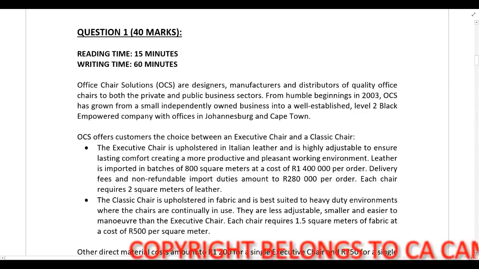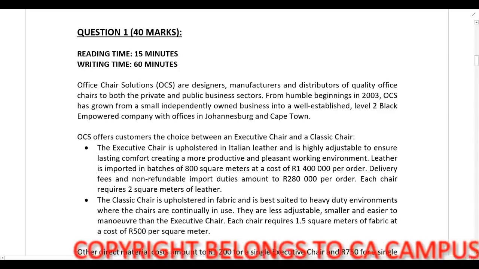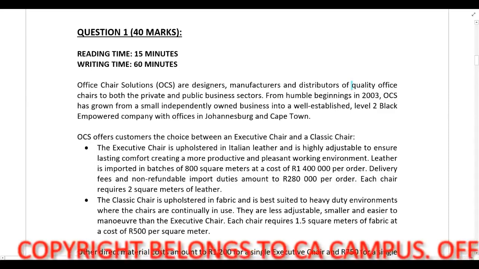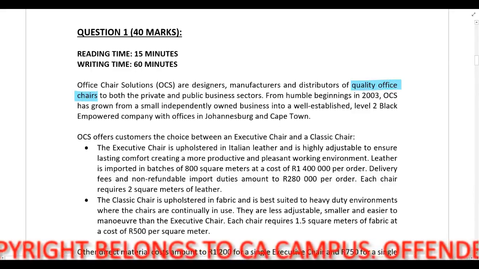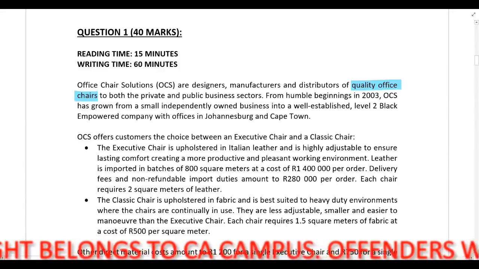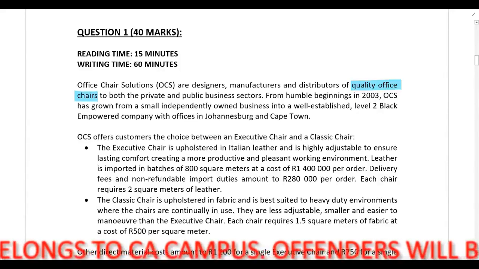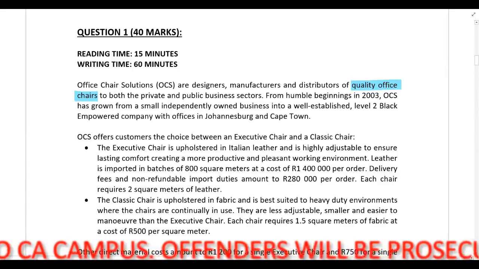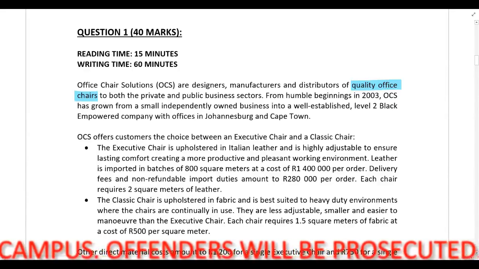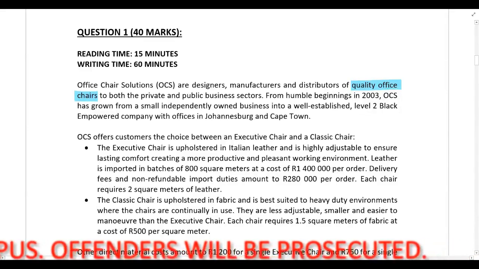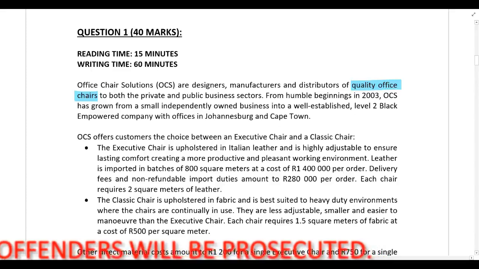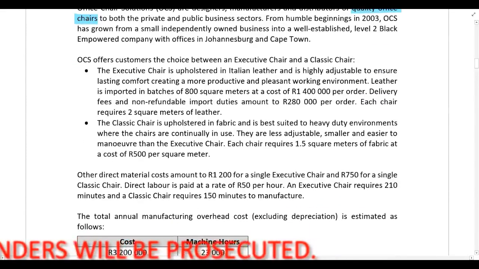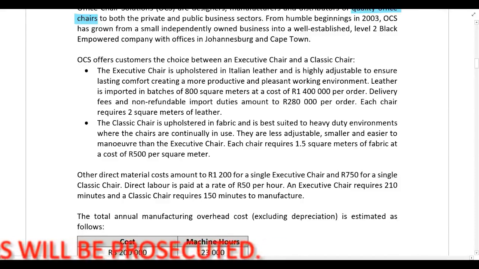Office Chair Solutions, or OCS, are designers, manufacturers and distributors of quality office chairs to both the private and public business sectors. From humble beginnings in 2003, OCS has grown from a small, independently owned business into a well-established Level 2 Black Empowered company with offices in Johannesburg and Cape Town. OCS offers customers the choice between an executive chair and a classic chair. Alright, so we're dealing with two different products.